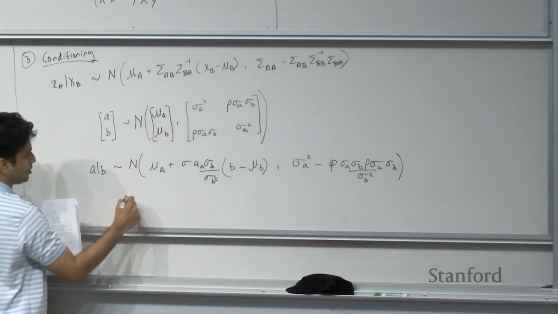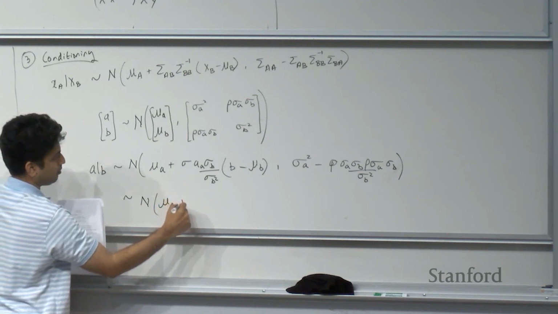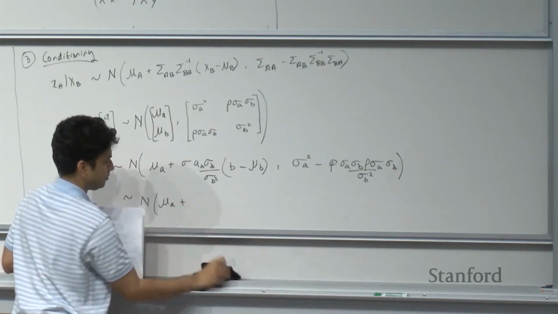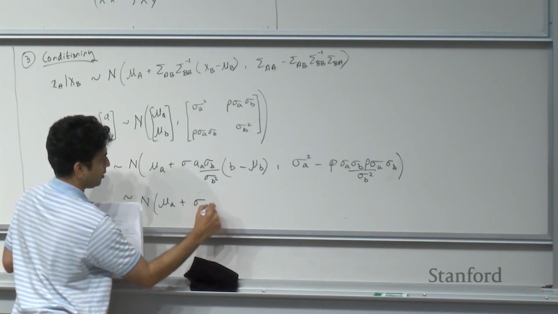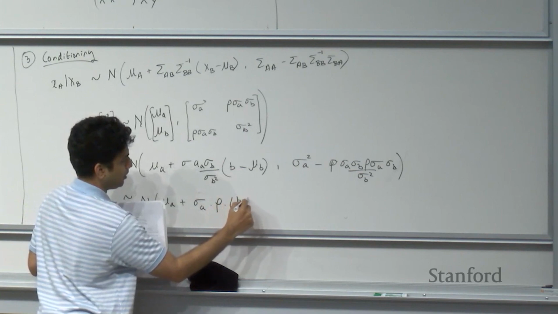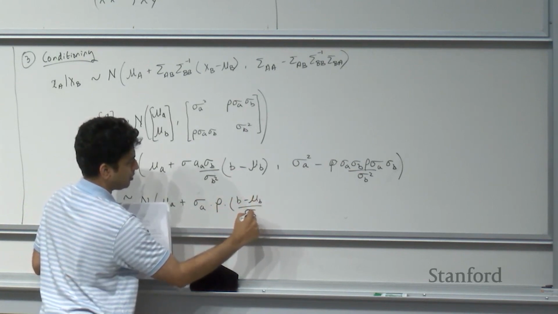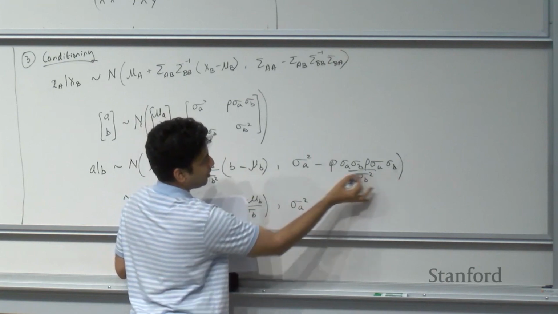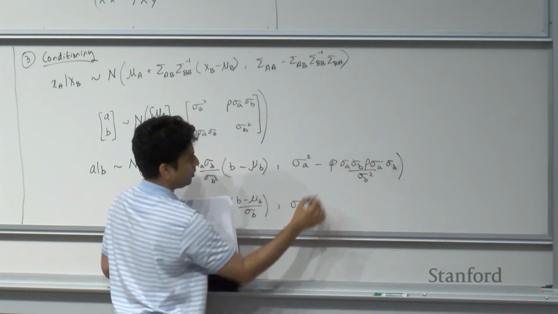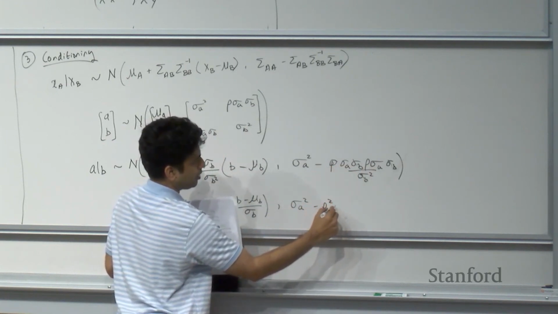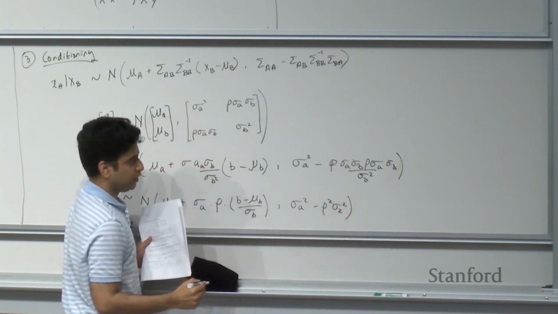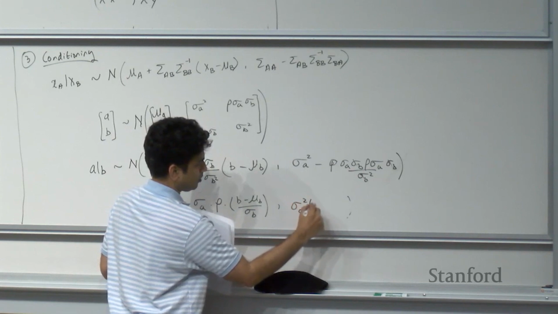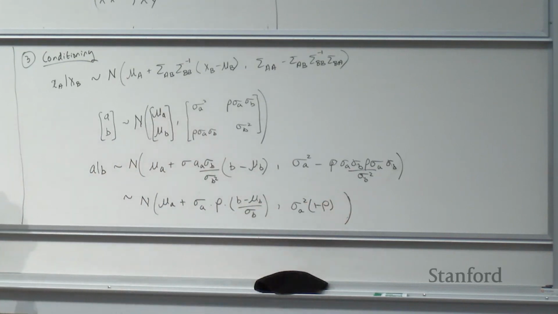We can simplify this further. This is the same as normal with mean mu a plus, cancelling one sigma b, rho sigma a times (b minus mu b) over sigma b, comma sigma a square times, one sigma b against the second sigma b, and this is minus rho square sigma a square, and I'm going to write this as sigma a square times (1 minus rho square). Right? So now it's much simpler.